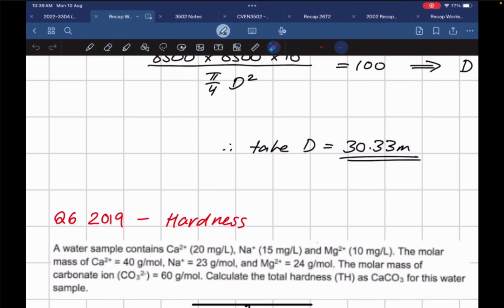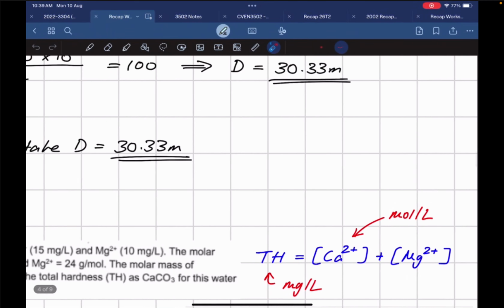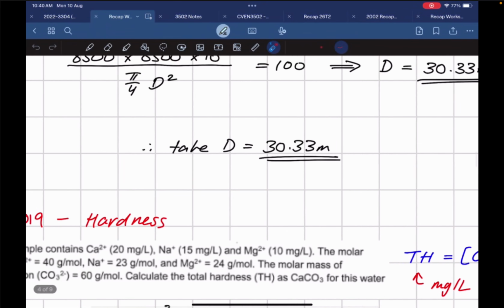The main formula that we have is our total hardness is equal to the concentration of calcium plus magnesium. However, when we're calculating these concentrations, we get it in moles per liter, that's our typical unit for concentration. However, our total hardness is in milligrams per liter. So how are we supposed to convert from moles per liter to milligrams per liter? That's where this part comes into play: total hardness as CaCO3.